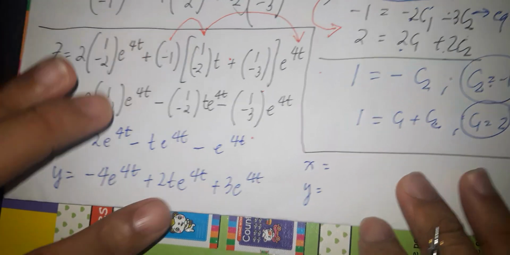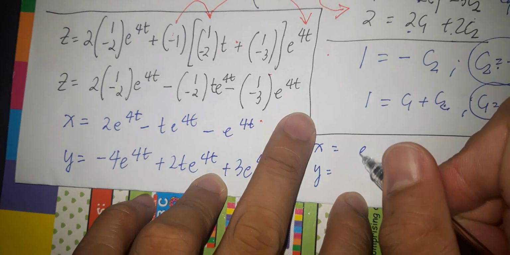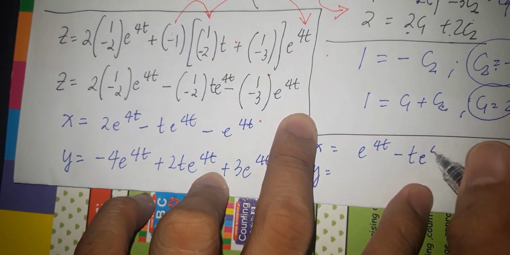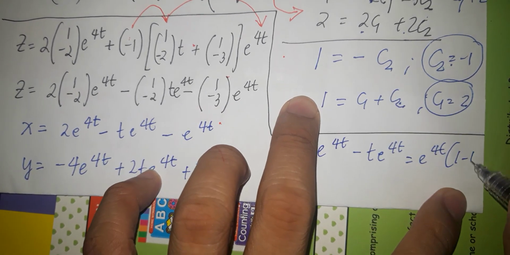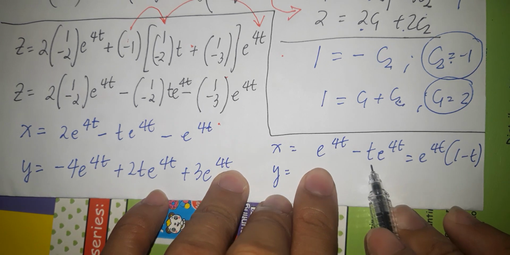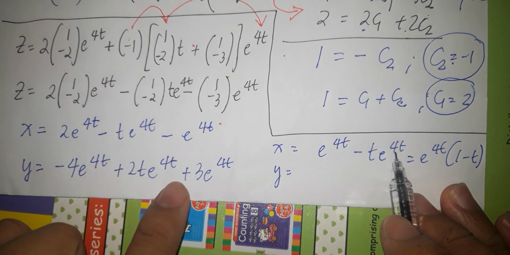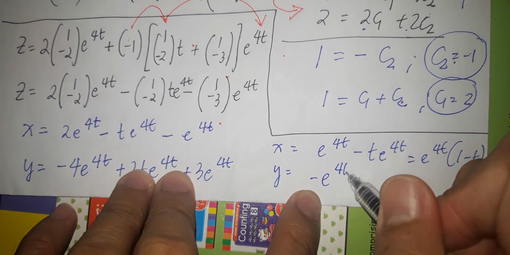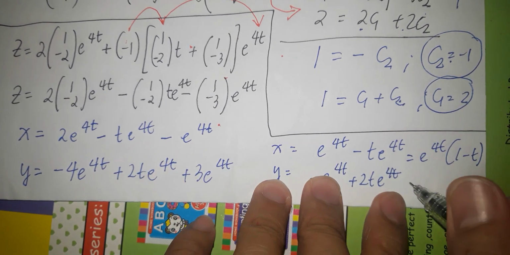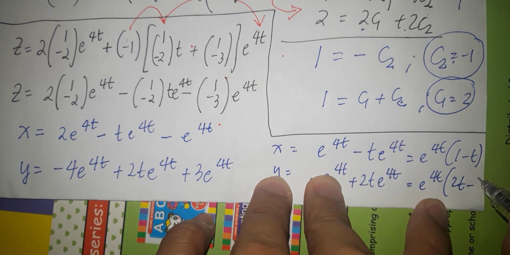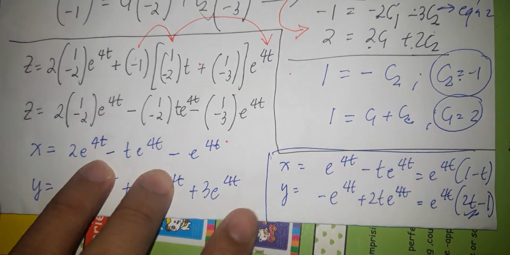Simplifying, 2 e to the 4t minus e to the 4t is e to the 4t minus t e to the 4t, or that is equal to e to the 4t (1 minus t), by factoring out e to the 4t. Then for y, negative 4 e to the 4t plus 3 is negative e to the 4t plus 2t e to the 4t. Factoring e to the 4t gives you (2t minus 1). So that is our final answer.